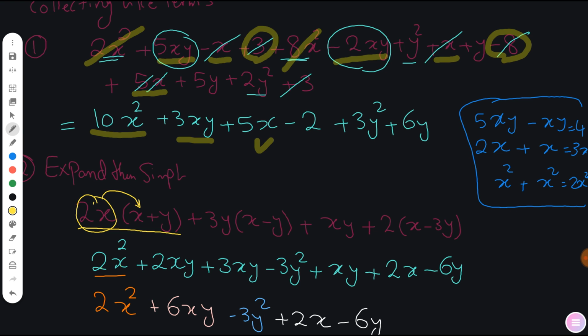Then we collect like terms. So 2x squared. 2xy with 3xy is 5xy, and here we have xy, so it's 6xy. Then negative 3y squared is negative 3y squared, and positive 2x here, and 6y here. So this is how we collect like terms.